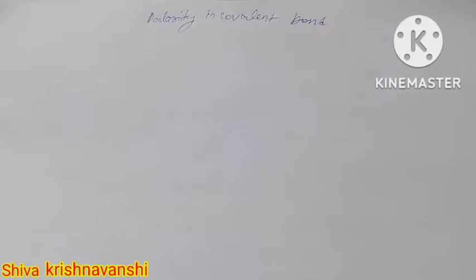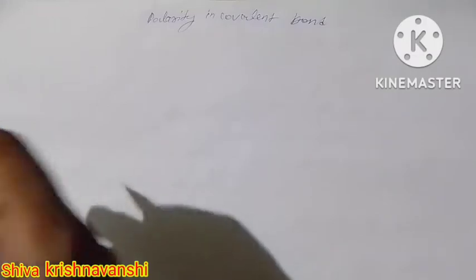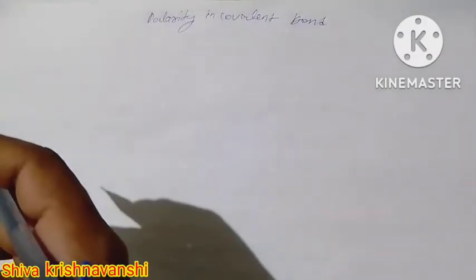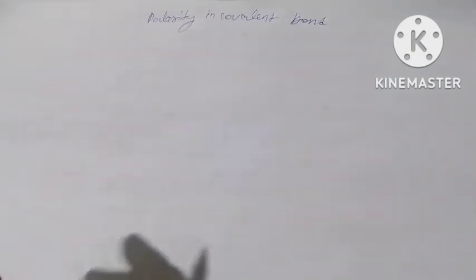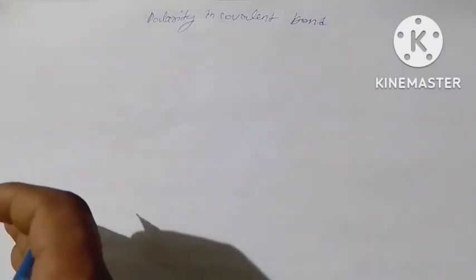Next is polarity in covalent bond. When a covalent bond is formed between two heteroatoms, the electron pair is not equally shared by both of the atoms. The bonded electron pair is drawn more towards the more electronegative atom, which develops some partial negative charge on it. The same amount of partial positive charge also accumulates on the less electronegative atom. Thus, the bond becomes polar. Such a bond is called polar covalent bond.